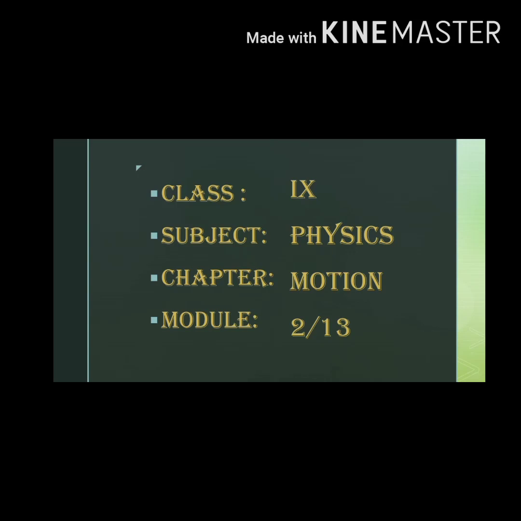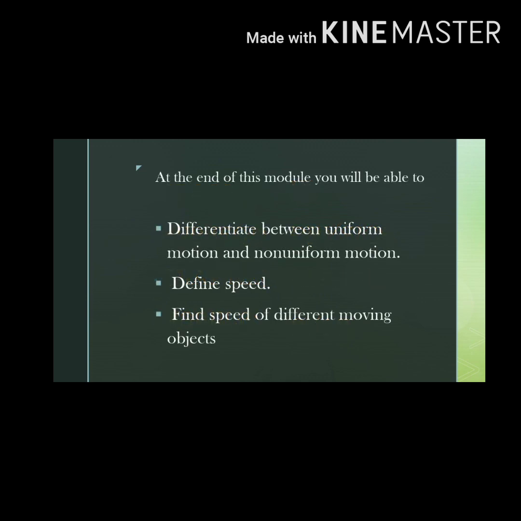Class 9, Subject Physics, Chapter Motion, Module 2. At the end of this module, you will be able to differentiate between uniform motion and non-uniform motion. Define speed. Find speed of different moving objects.